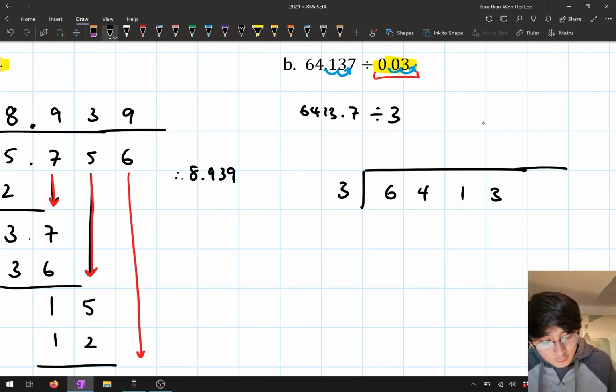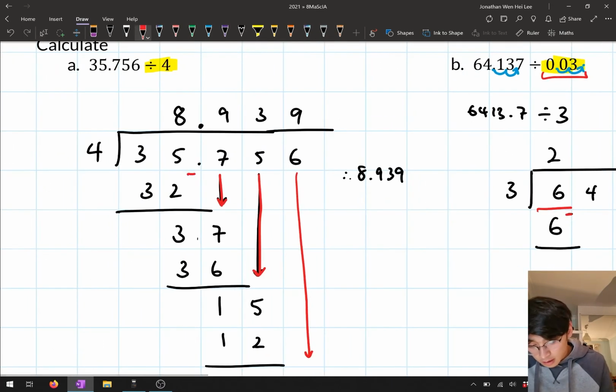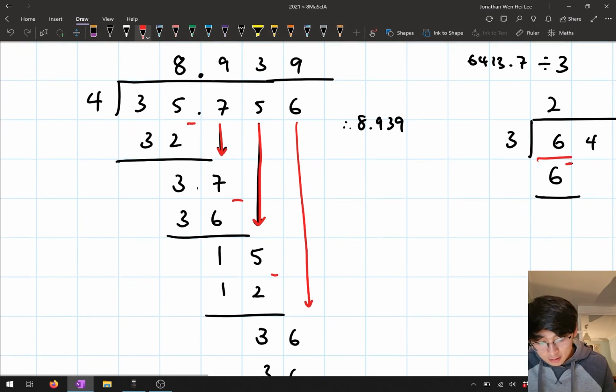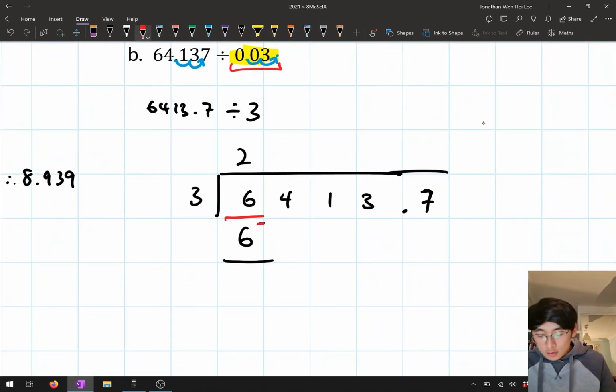6413.7. Okay, let's do my steps here. I'm going to start from the left. Can 3 divide into 6? Yeah, it can. It goes into 6 2 times. And you're left with 6, which won't give you anything when you subtract the 2. So remember, every one of these steps, we're actually subtracting. So here, I just write it here. We're subtracting at each one of these steps. Okay, we subtracted, so that means I've got nothing left over. And so what I need to do is just drop down the next one.